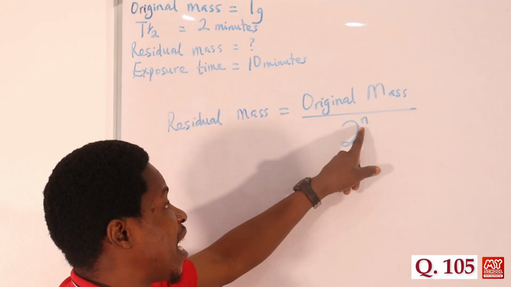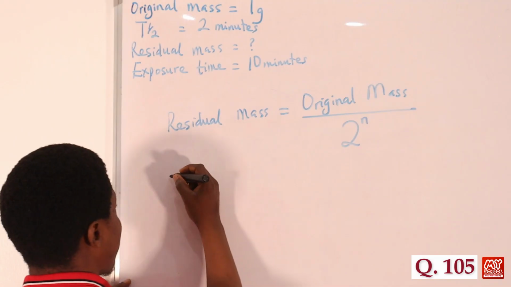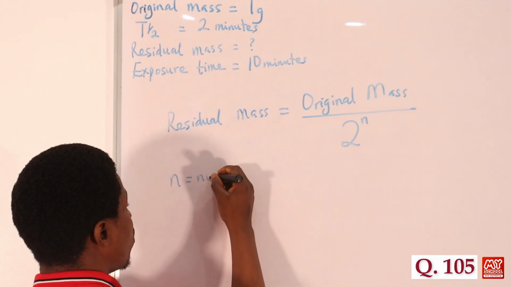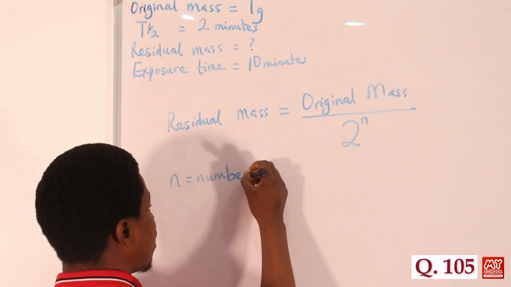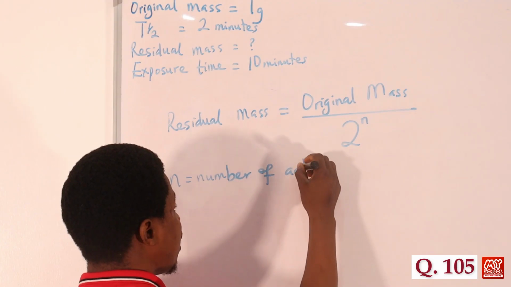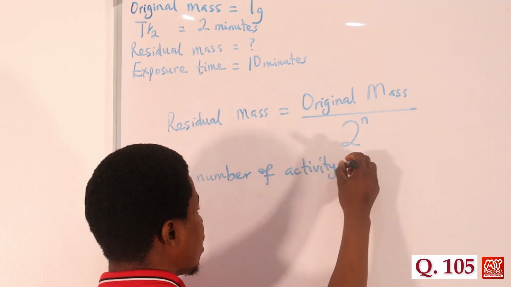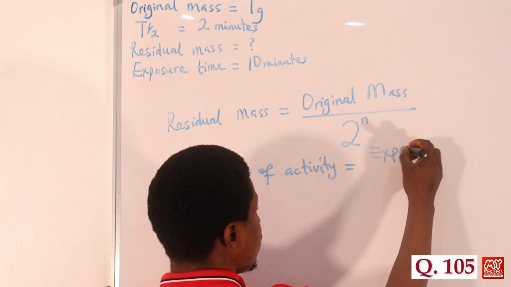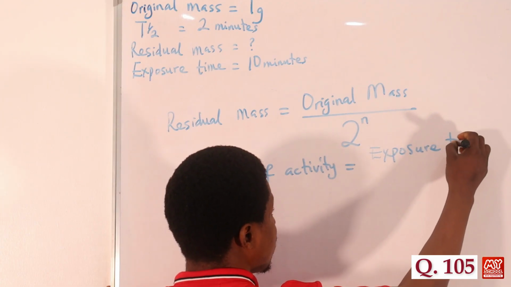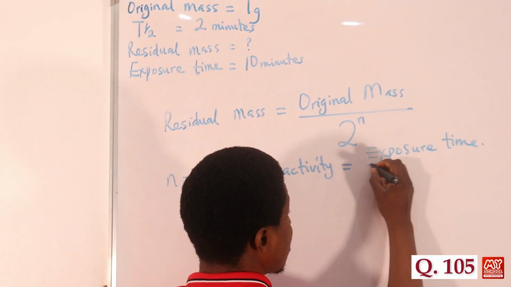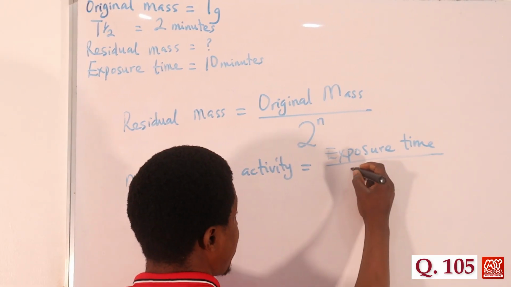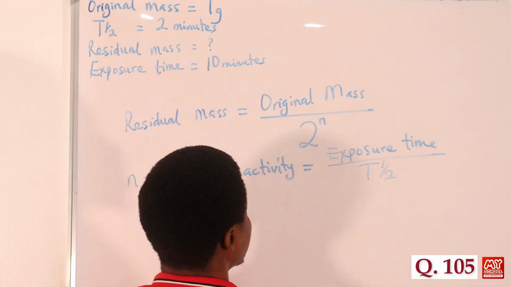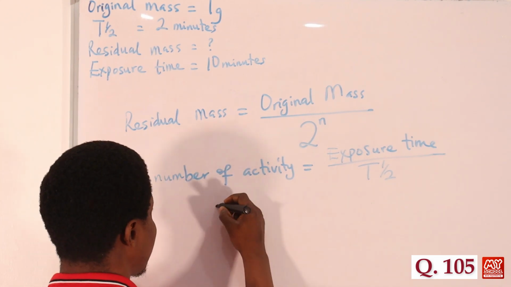But what we need to find now is this n. Don't forget, n is what we call the number of activity. Number of activity is n, and what does it represent? It is equal to exposure time, the time it is going to take for the residual mass to remain, divided by half-life. So that is all. So we can find what n is here.